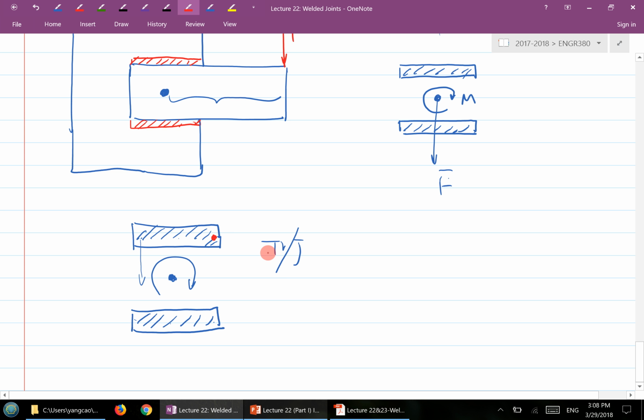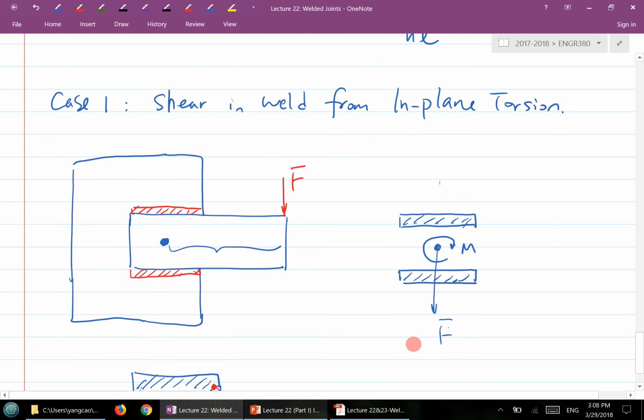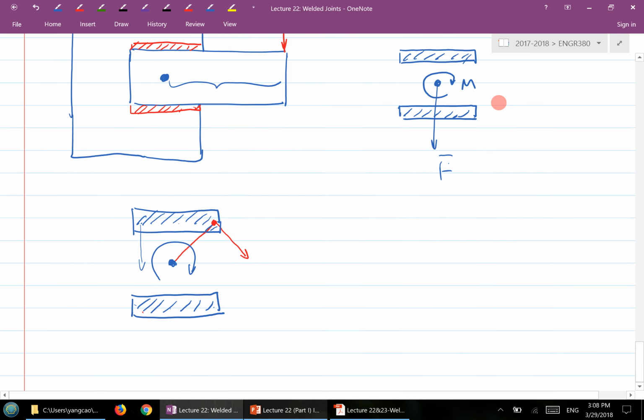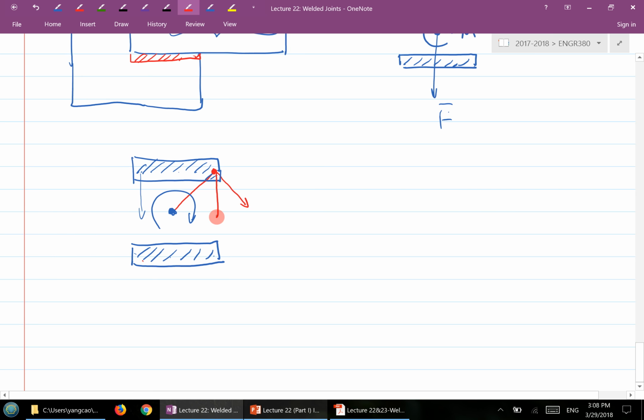What direction is it? So this is the radius here. The direction of shear stress is always perpendicular to that radius. So this location will have maximum shear stress. And every other location will have what? The same shear stress from here. So basically the critical location will be here.